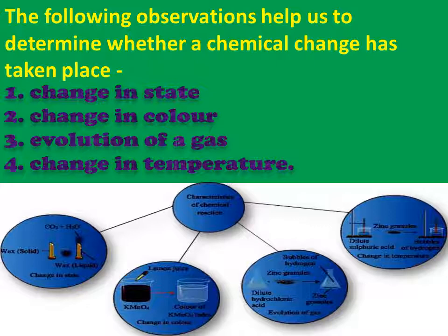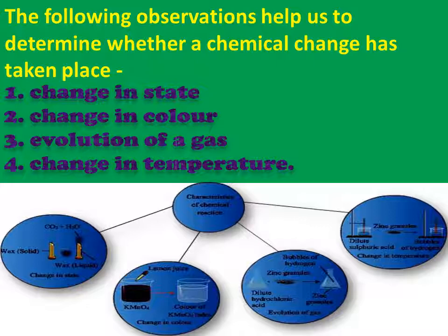Second example is KMnO4 reaction with lemon juice. As KMnO4 is purple in color, when you add lemon juice to the purple colored KMnO4, its color gets discharged. The KMnO4 will become colorless. This reaction we are going to do in the laboratory whenever you come to school. So change in color may also take place.